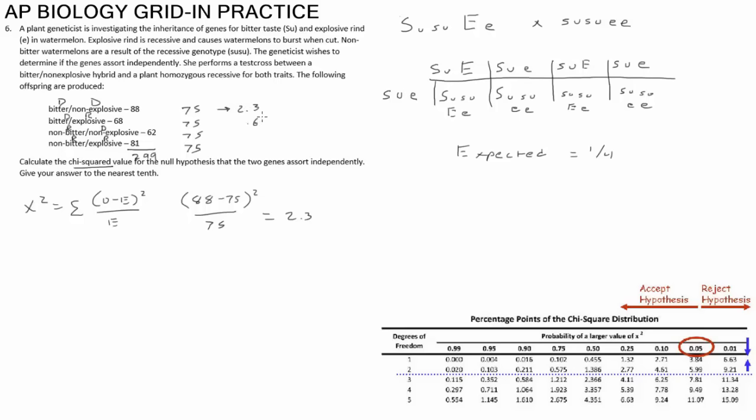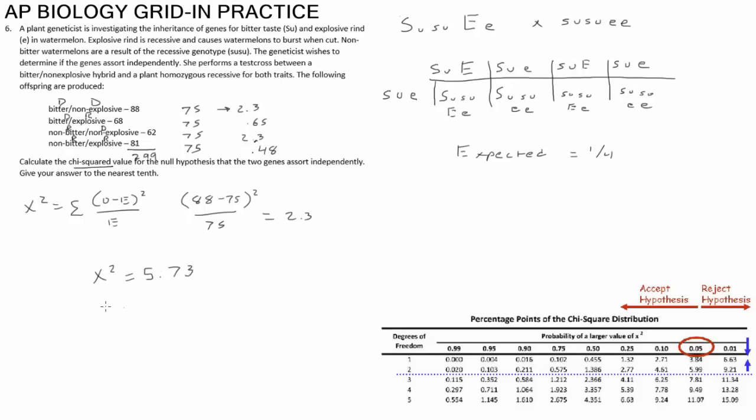When I do this for the others, I end up with the following values. I get 0.65 for the second one, I get 2.3 again for the third, and I end up with 0.48 for the last one. Chi-squared is the sum of those values, so I'm going to add those up, and when I do that I get a chi-square value for this problem of 5.73.